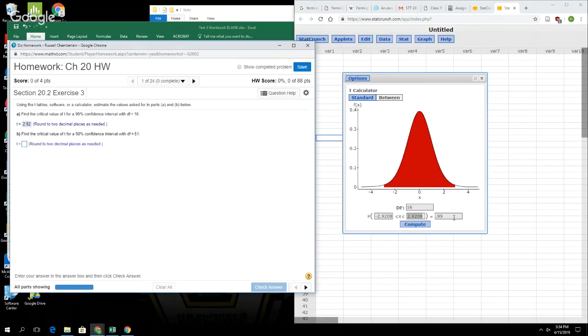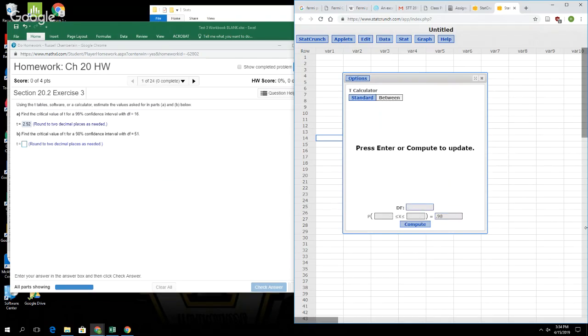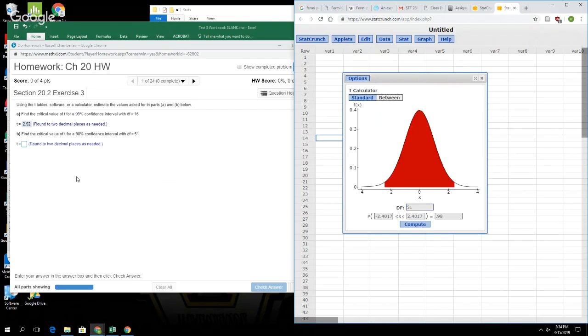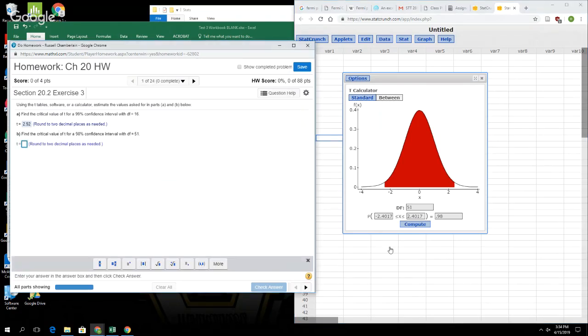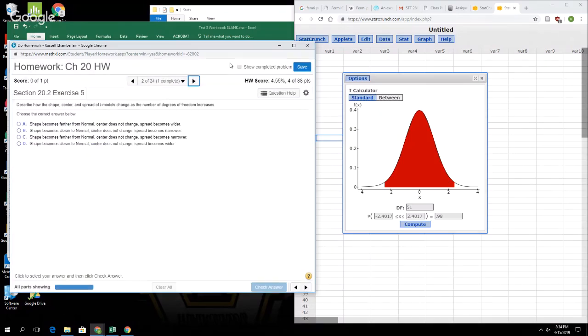All right. Lather, rinse, and repeat. This time it's at 98% confidence, and this time my degrees of freedom are 51. Bingo, bango. 2.40. All right, so that's how that one goes, guys.